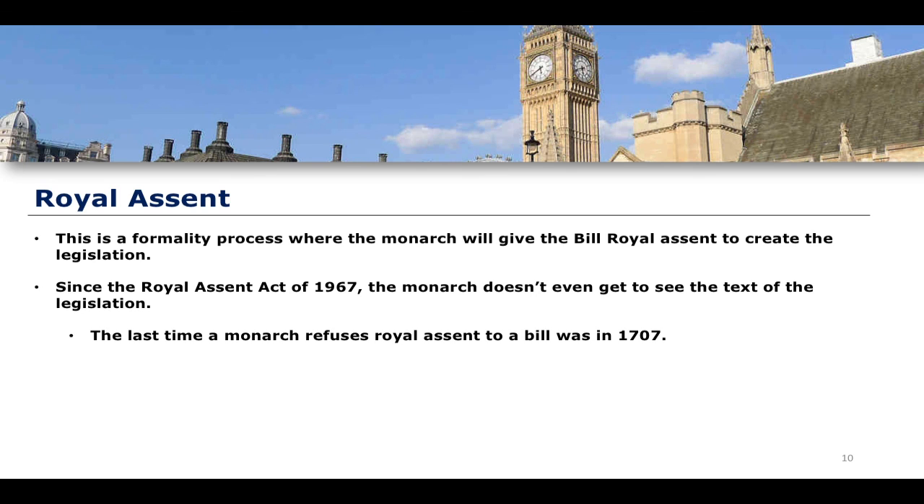So it's quite paradoxical in the sense that the most important part of the legislative process, the turning of a bill into a law, is actually the most formal, just most of the formalities of the process as well. So that's quite interesting.